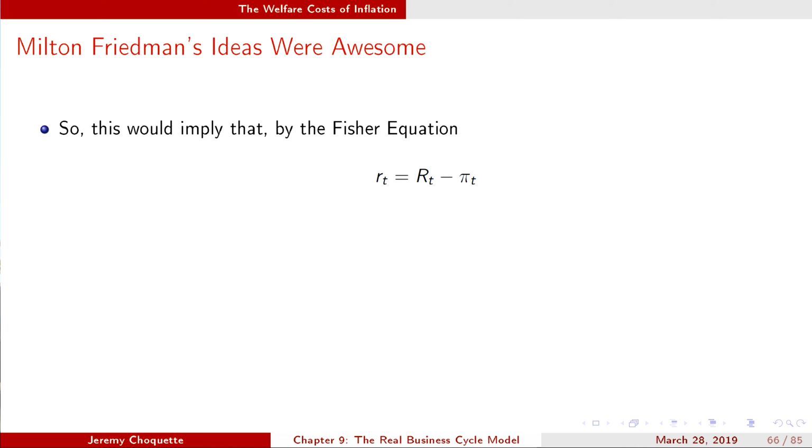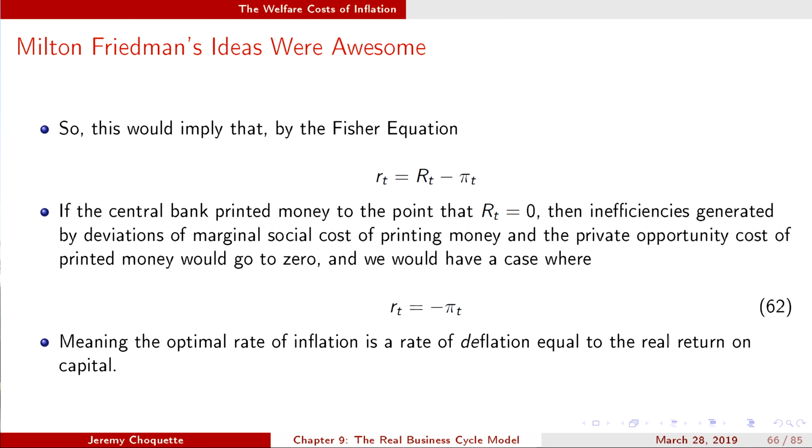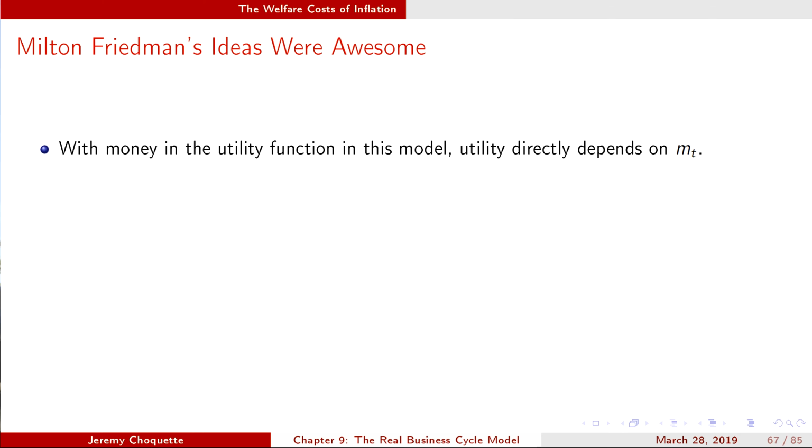Now, this would imply, by the Fisher equation, where the real rate of return is equal to the nominal rate of return minus the rate of inflation, that if the central bank were to print money until the nominal rate is zero, then inefficiencies generated by deviations of the marginal social cost of printing money and the private opportunity cost of printed money go to zero. We have a case where the real interest rate is equal to a rate of deflation. So the optimal rate of inflation is actually a rate of deflation equal to the real return on capital.